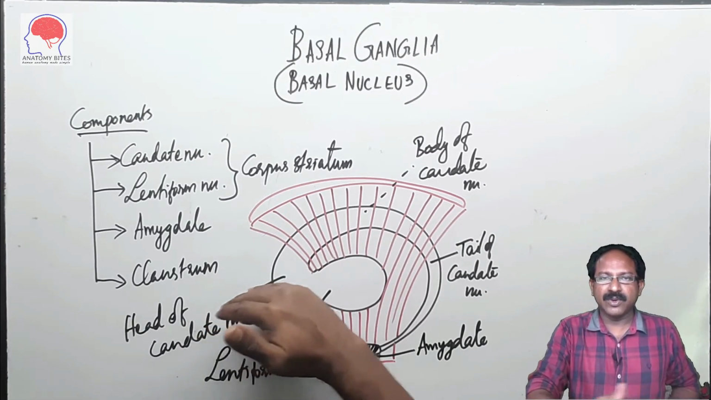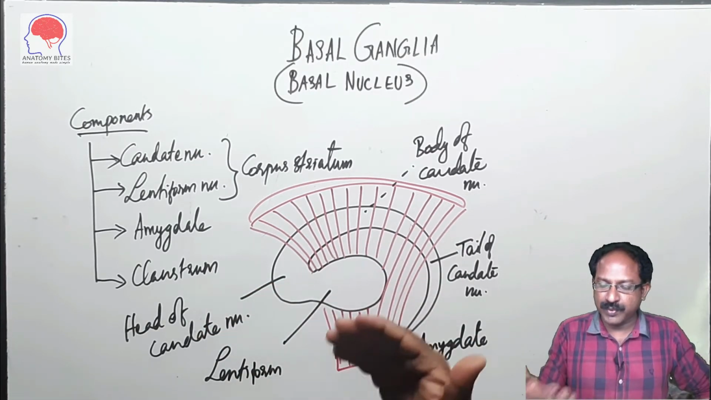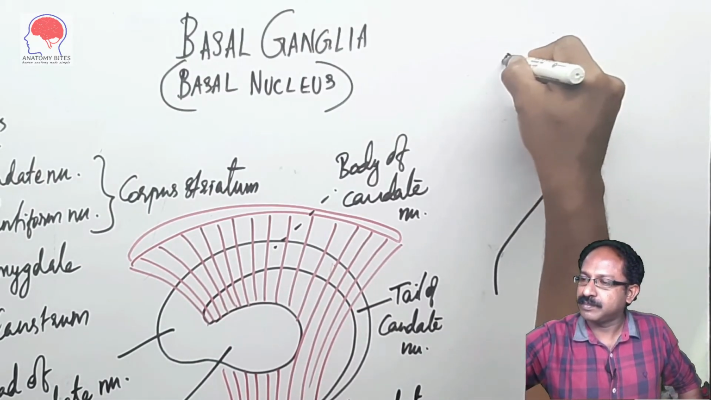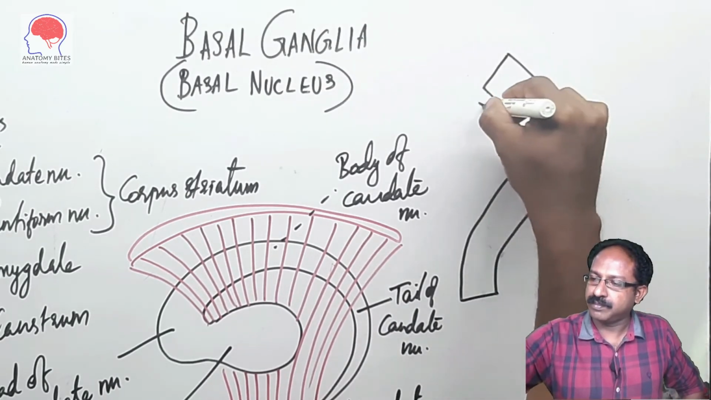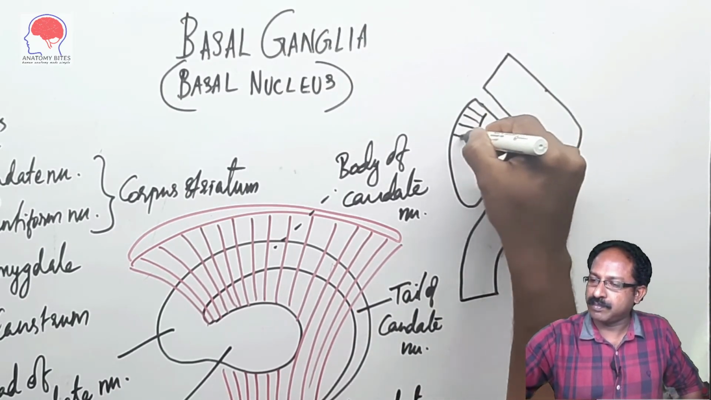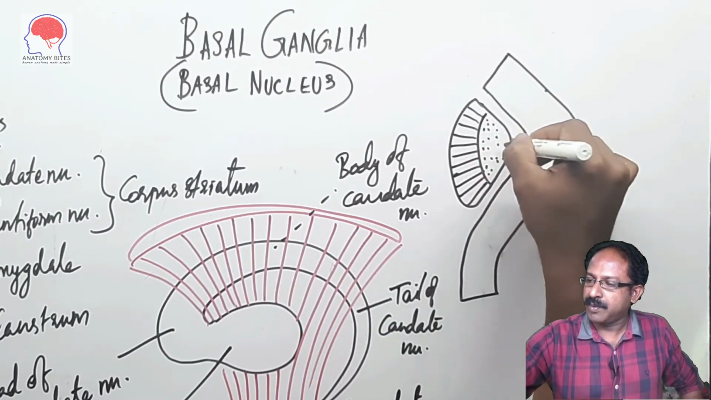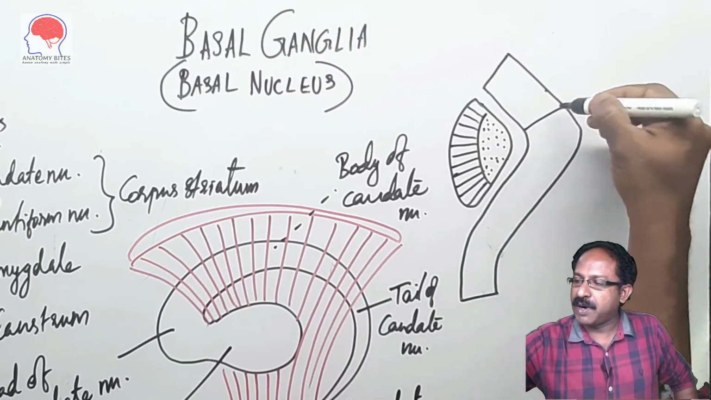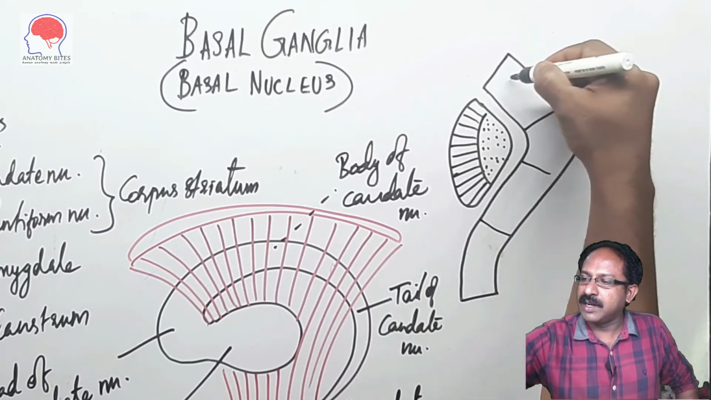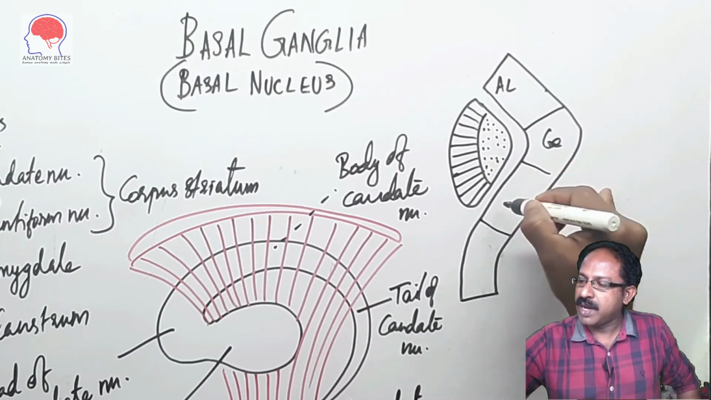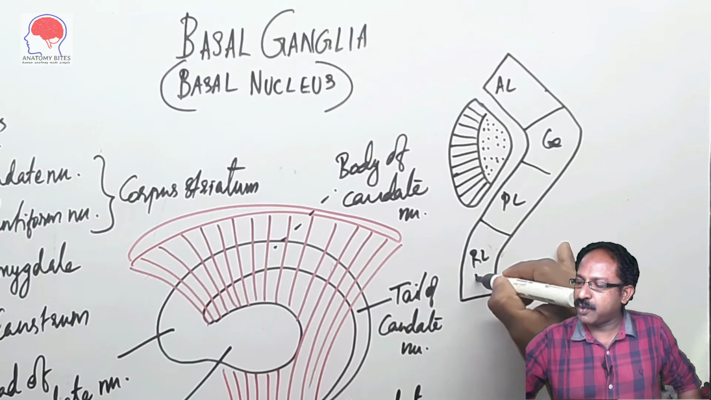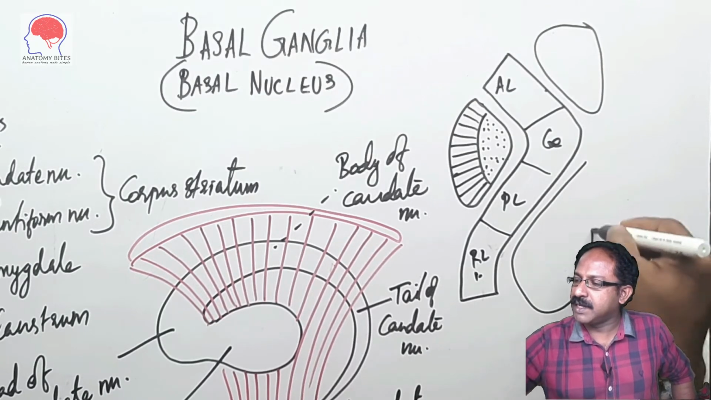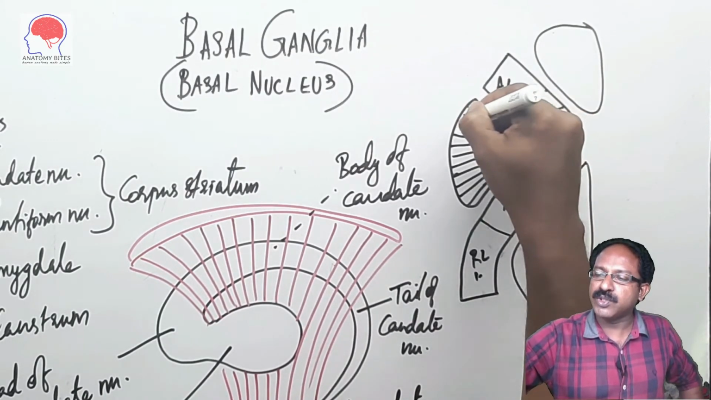Now we will take a horizontal section to see the components of these structures in detail. This is the transverse section of the left internal capsule. You can see the parts of the internal capsule: the anterior limb, genu, posterior limb, and retrolentiform part. There is the head of the caudate nucleus, and this is the thalamus. You can see the two components of the lentiform nucleus.